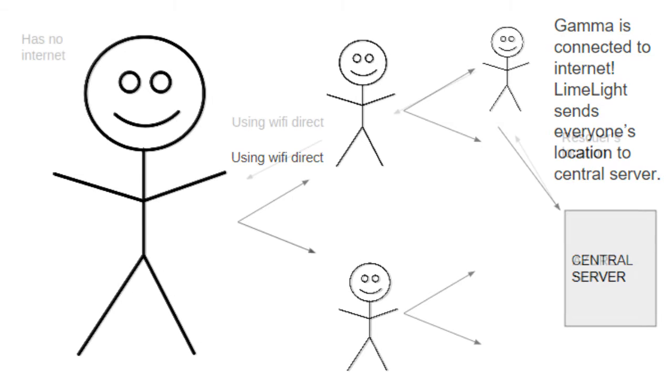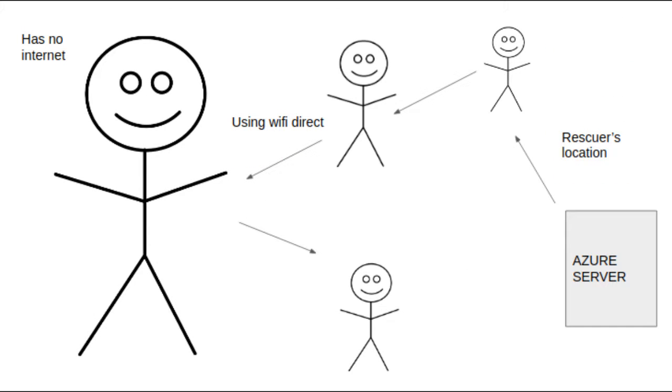The central server sends the location of other victims and rescuers as response. This response is relayed back to connected devices via the Wi-Fi relay channel. Ultimately, even if A is not connected to the internet, he or she would be intimated of the locations of rescuers via the LimeLight app.